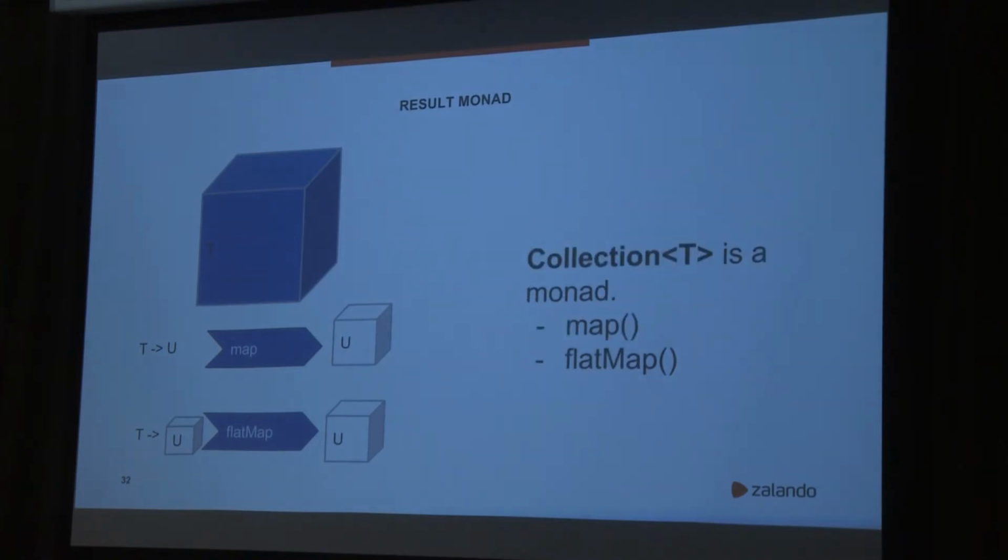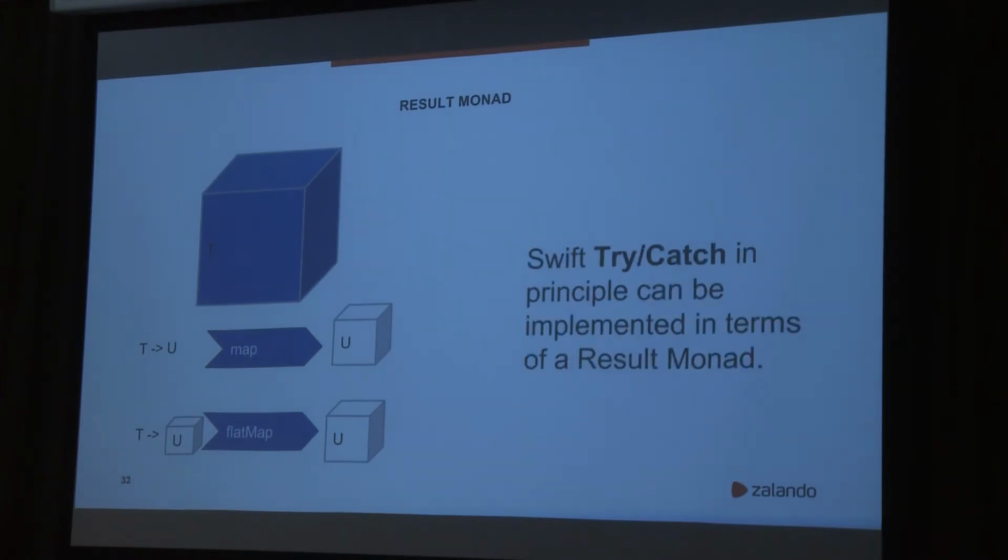And then there is collection. It also has map and flat map. Now why is collection a contextual type? Because it can be either empty or it can have some number of items, right? So the failing case is the empty case in this case. Now try-catch can be implemented as a way of result monad, but with Swift try-catch, you throw and then you catch on the other level, but it could be implemented in terms of result monad. I don't know about the intrinsic compiler things, but it can be.